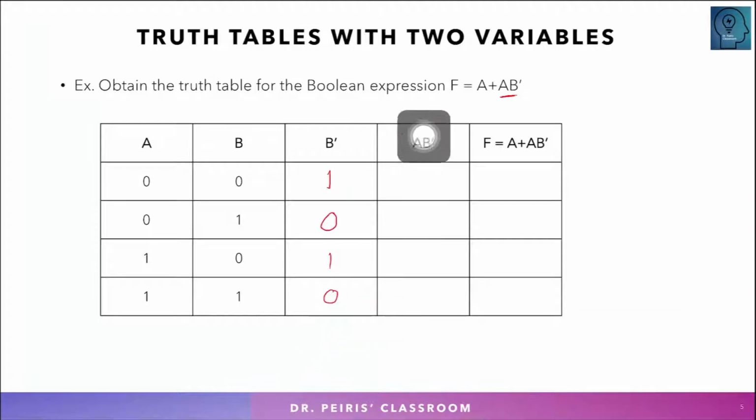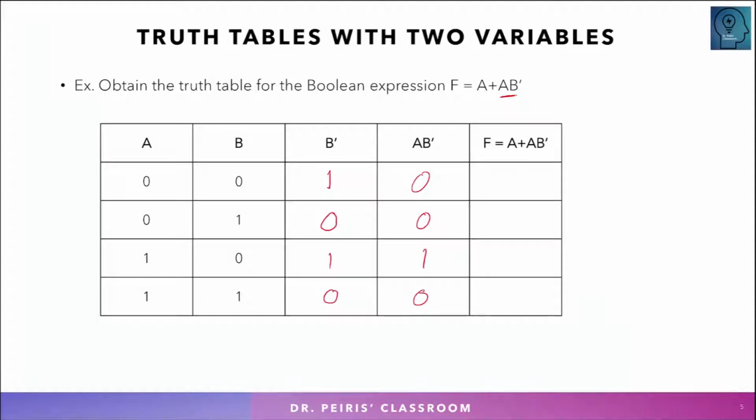For the AND, to receive a 1, both inputs need to be 1. So both must be 1. If you look at that, these two are 0, which means definitely this is going to be 0 and 0. Now let's see the third one. This is 1, this is also 1, which means the output is 1. For the last one, B prime is 0, which means the output has to be 0.